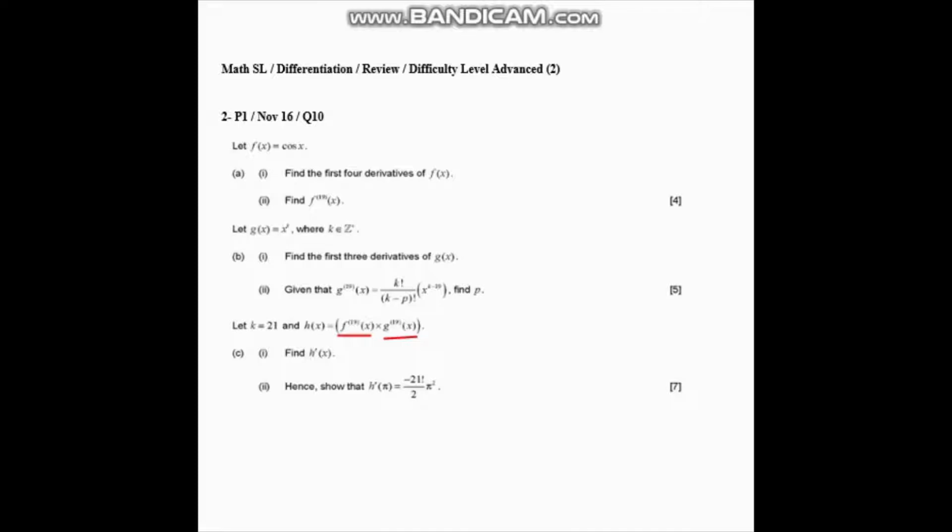So what is h dash? H dash is uv dash plus vu dash. So uv dash is actually f19 times g20, because if v is g19, then v dash is g20. So uv dash becomes f19 g20. vu dash becomes g19 f20. So in order to find h dash of x, I shall evaluate f19 g20 plus f20 g19, which is uv dash plus vu dash.